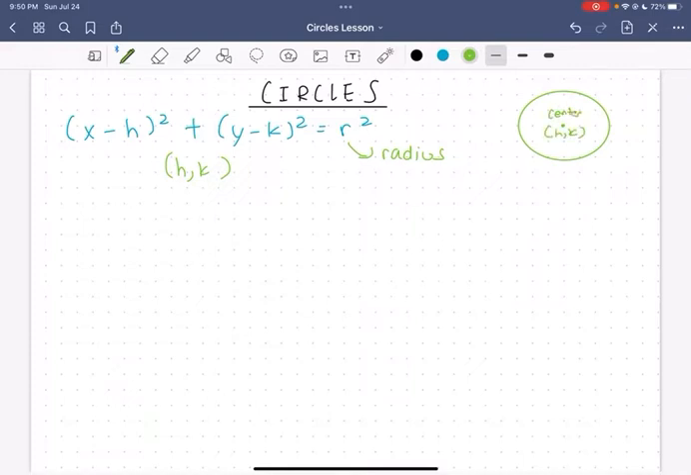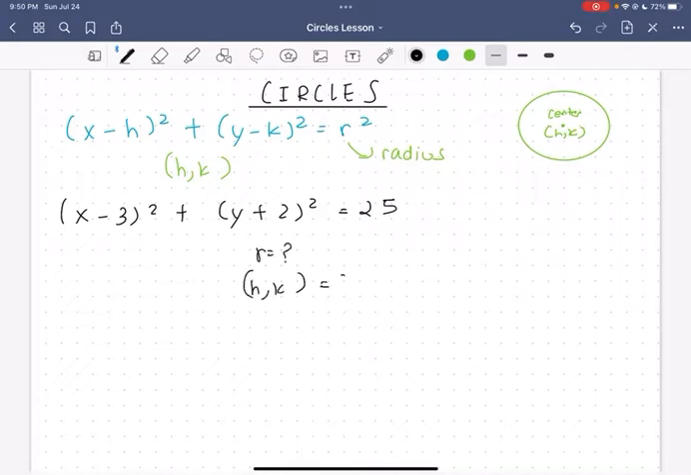Okay, so if I were to give you an equation like x minus 3 the whole squared plus y plus 2 the whole squared equals 25, and I asked you, hey, what's r and what's h comma k, so what's the center, then you would be able to tell me, since r squared equals 25, you do square root on both sides to just get r, and you would get 5, okay? So you get 5. And then for h comma k, you would get 3 comma negative 2.